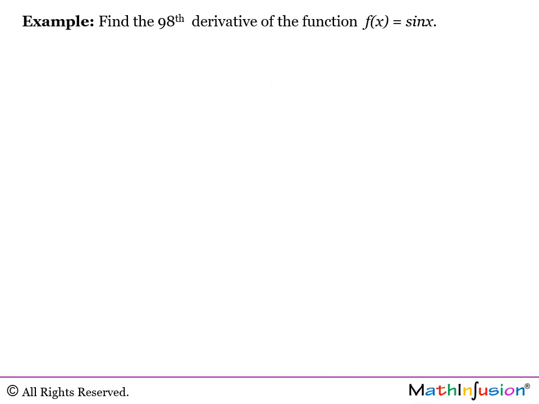Find the 98th derivative of the function f(x) equals sine x. Oh, don't scream! No need to scream in this case. Usually, to find the 98th derivative of a function, we will need to go through the process of doing the first derivative and the second and the third and the fourth and the fifth and the sixth and so forth. But not in this case. You will see why in a second.